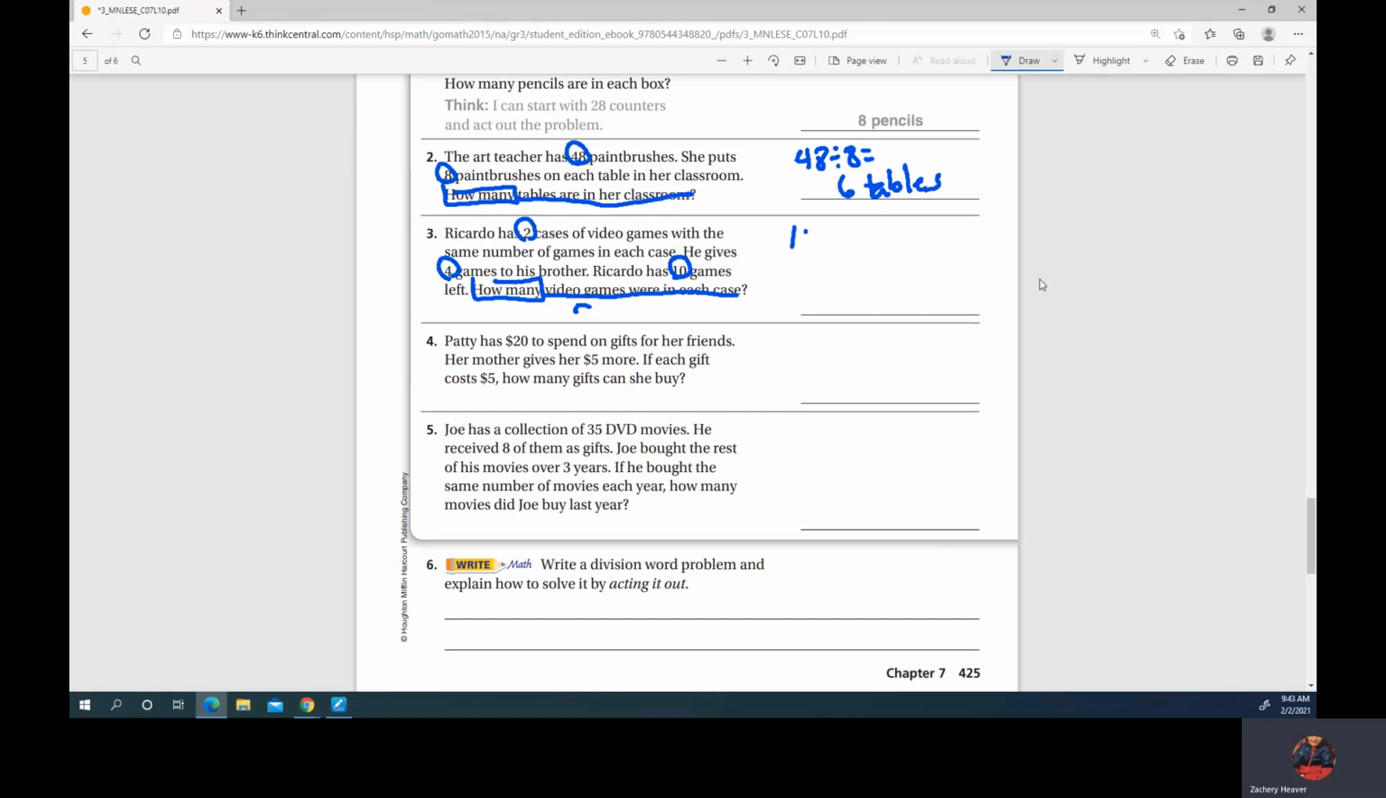So he has 10 games now, and he gave 4 to his brother. So we're going to have to get those back. So we have 10 plus 4, which makes 14. So he had 14 games, and they came in packs of 2. So we're going to do 14 divided by 2, and that's going to give us 7 games.